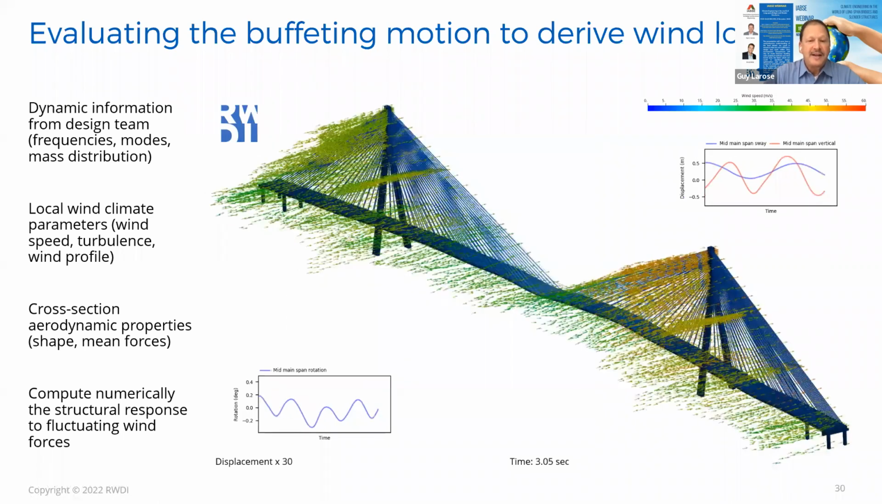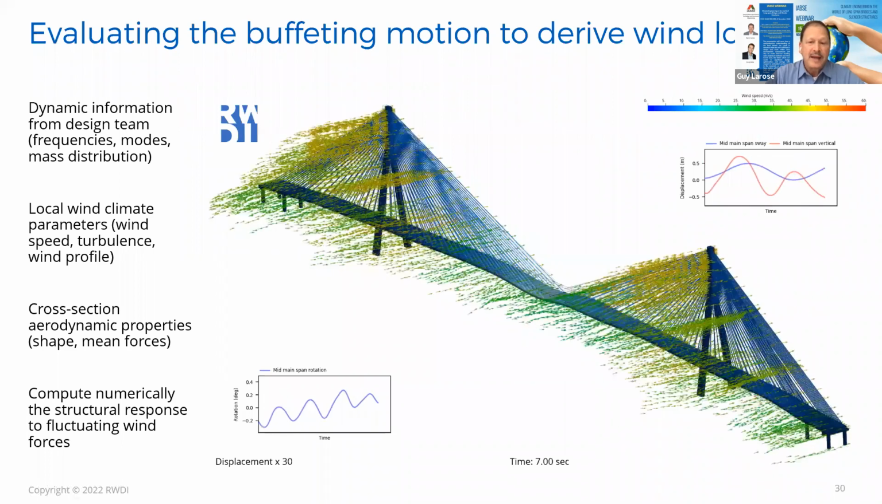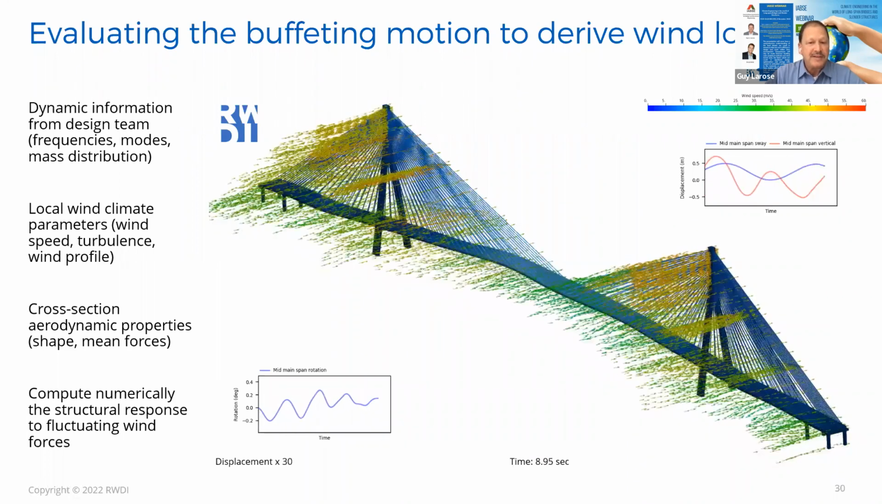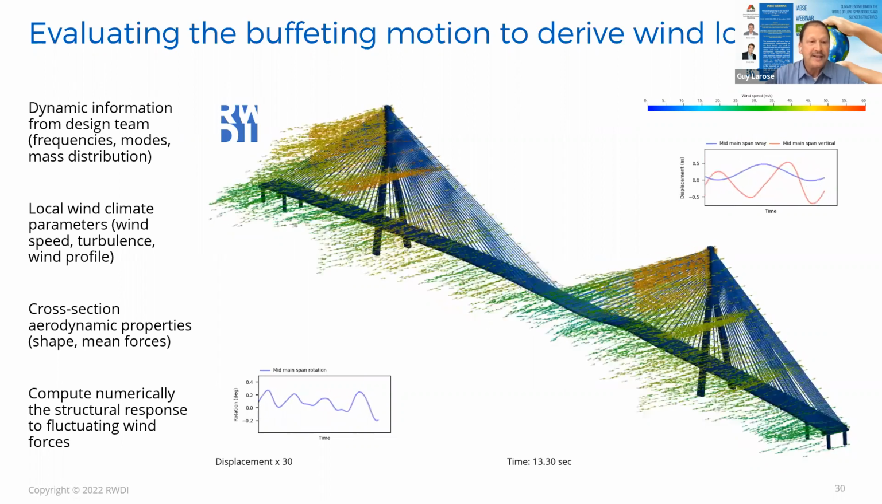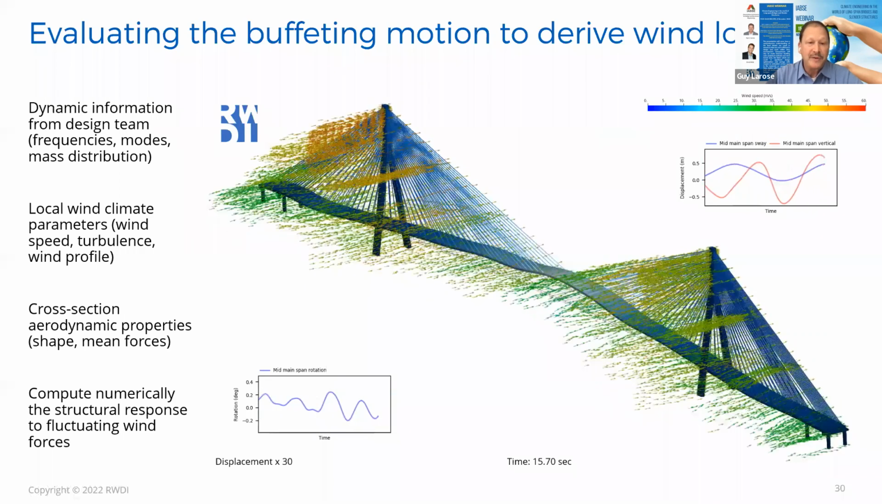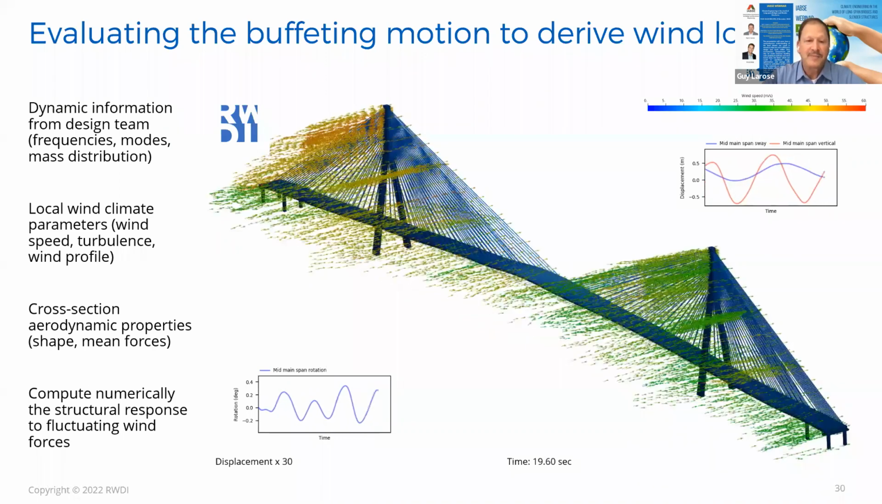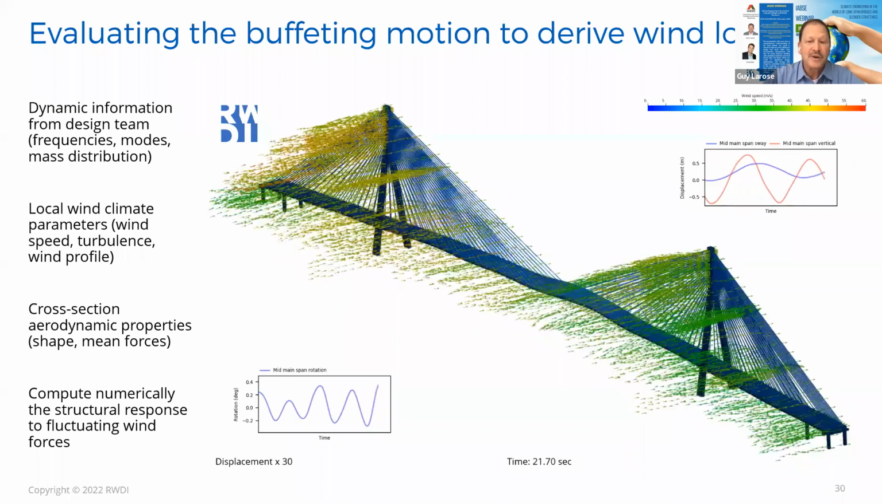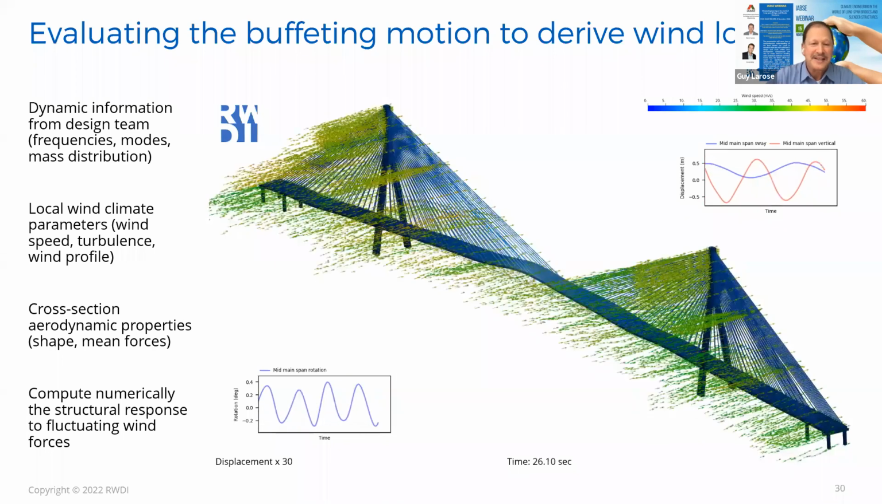So this is a rendering of the Gordie Howe Bridge, a tool that has been developed at RWDI. What we're doing here is combining the information we get from the wind. We model the wind turbulence and wind speed, which are the small vectors you see coming out of the cable.